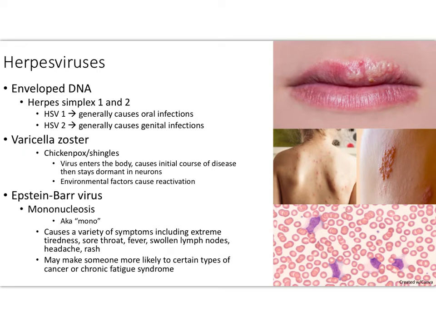Another important virus in the herpes virus family is Varicella Zoster. This is a virus that causes both chickenpox and shingles. This is another instance of a virus where it will enter our body, cause disease the first time, and then just remain latent, oftentimes for decades. So the first time someone gets infected with this virus, the virus enters the body, causes its initial course of disease, and that is called chickenpox, or varicella.